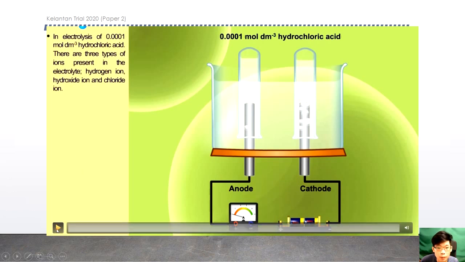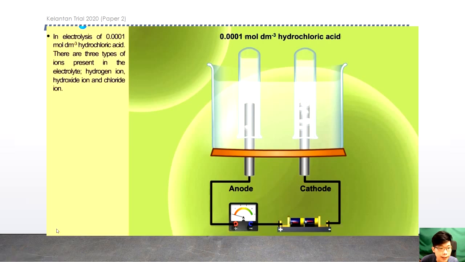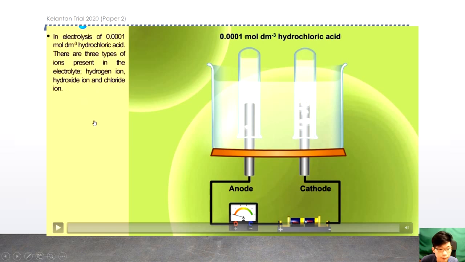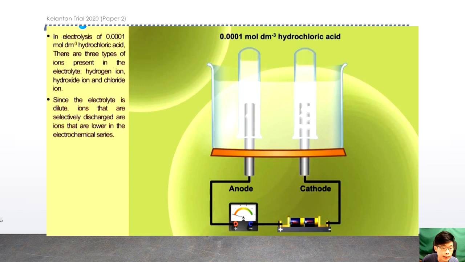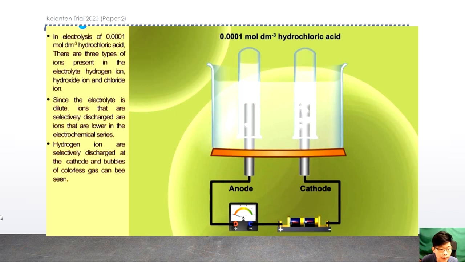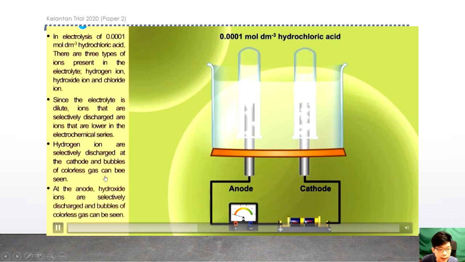So in the electrolysis of 0.0001 mole per cubic decimeter hydrochloric acid, the ions that are present are hydrogen ions, hydroxide ions, and chloride ions. Since the electrolyte is dilute, the ions that are selectively discharged are the ions that are lower in the ECS. So hydrogen ions are selectively discharged at the cathode, and bubbles of colorless gas can be seen. At the anode, hydroxide ions are selectively discharged, and bubbles of colorless gas can be seen. So both ions selectively discharged at the cathode and the anode are based on the lower position in the ECS.